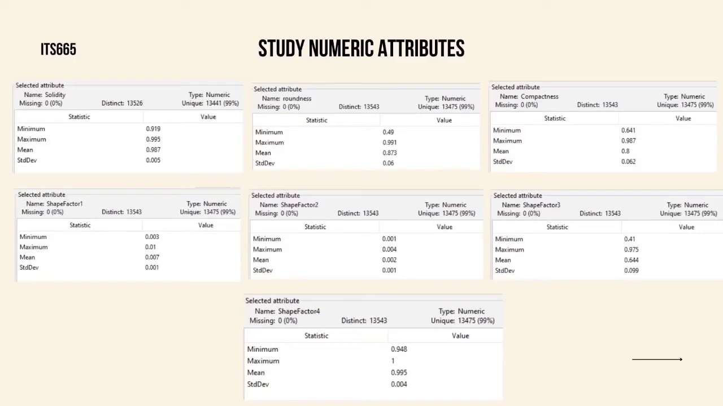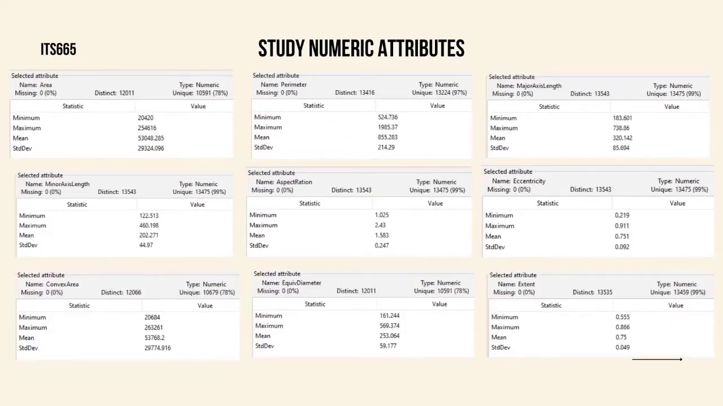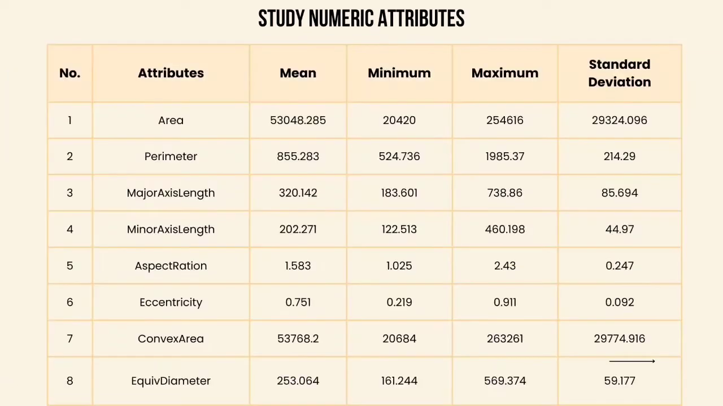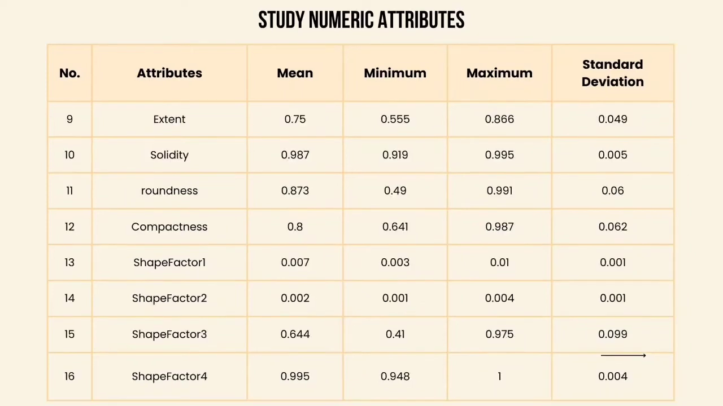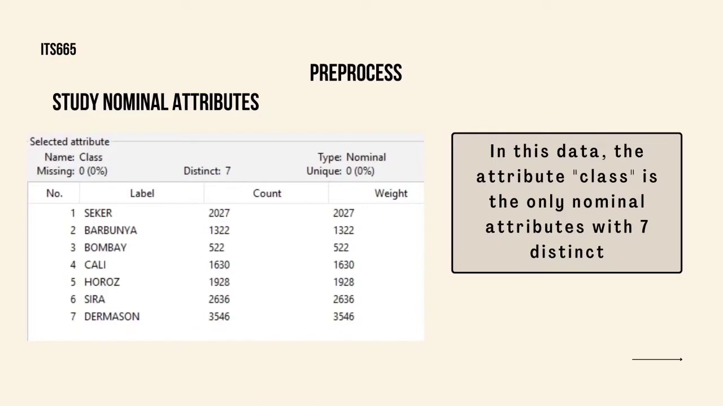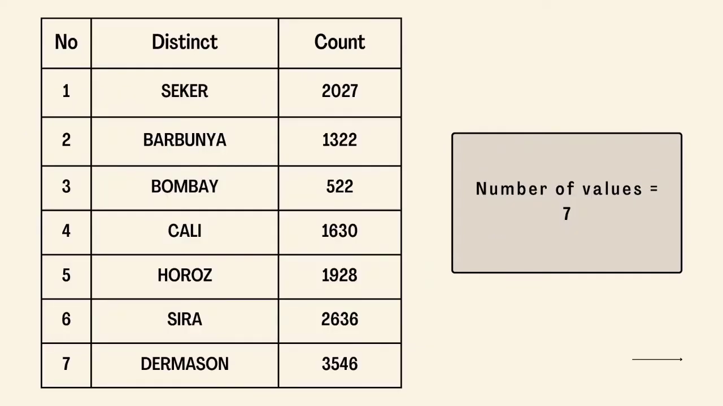First of all, let's see the numeric attributes in this dataset. There are 16 numeric attributes in this dataset, and these two slides show the interface of those numeric attributes from Weka. From the table above, we can see the 16 numeric attributes with their mean, minimum, maximum and standard deviation. Now we go to the nominal attribute. In this dataset, class is the only nominal attribute, with 7 values. The table above shows the count for each distinct value.